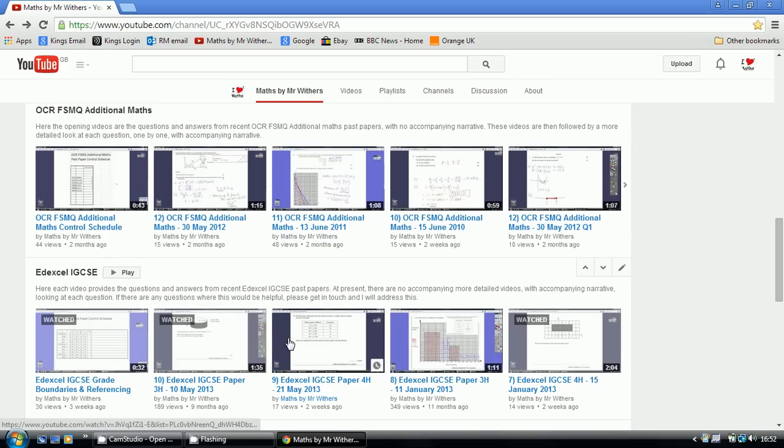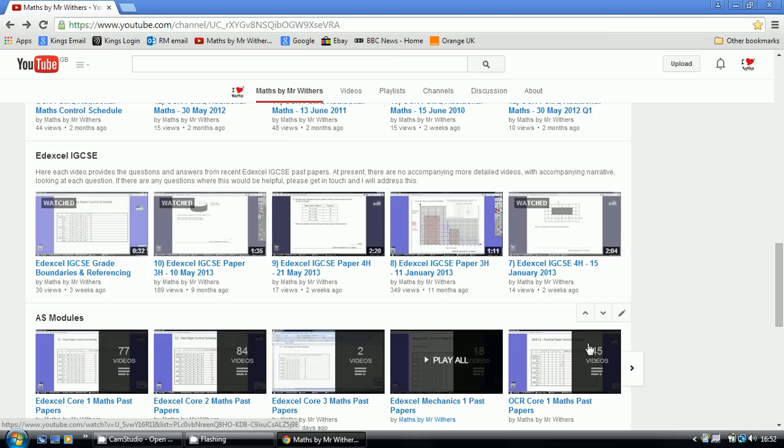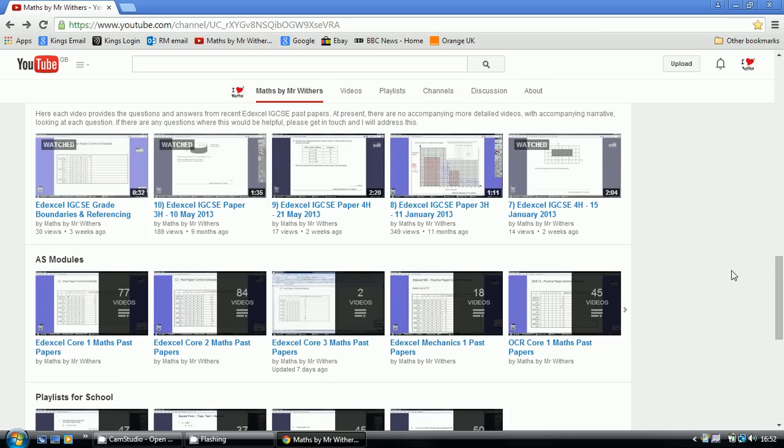The next playlist is looking at Edexcel IGCSE papers. And the next is looking at AS modules, so a separate playlist here for each module. The first few are from Edexcel, and lower down we've got the OCR modules. So that's a set of playlists there.